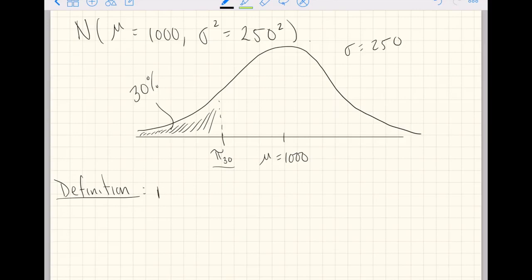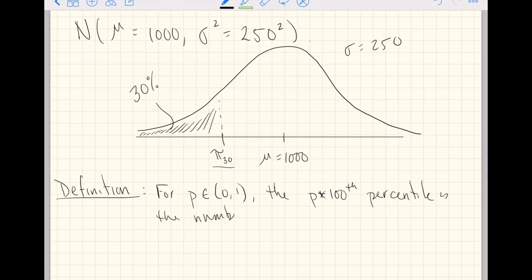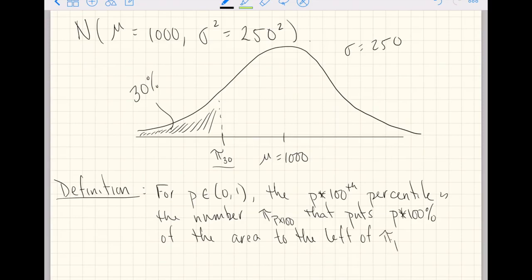So we have, for p in 0 to 1 for some probability, the 30th, let's generalize this, the p times 100th percentile is the number pi subscript p, I guess we'll write a decimal, pi subscript p times 100, that puts p times 100% of the area to the left of pi subscript p.